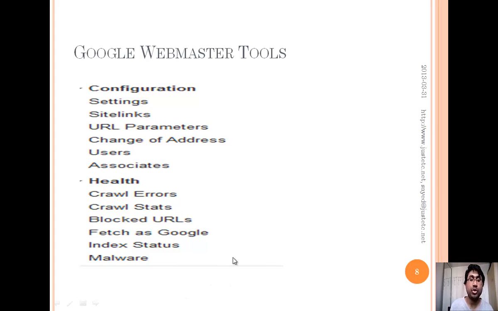Fetch as Google: you can fetch different URLs or web pages of your website to see how Google sees them. Index status: you have submitted individual URLs or sitemaps of your site to Google Webmaster Tools. Now, do they get indexed or not, are there any issues in indexing, and how many got indexed? So it will help you define your next strategies.